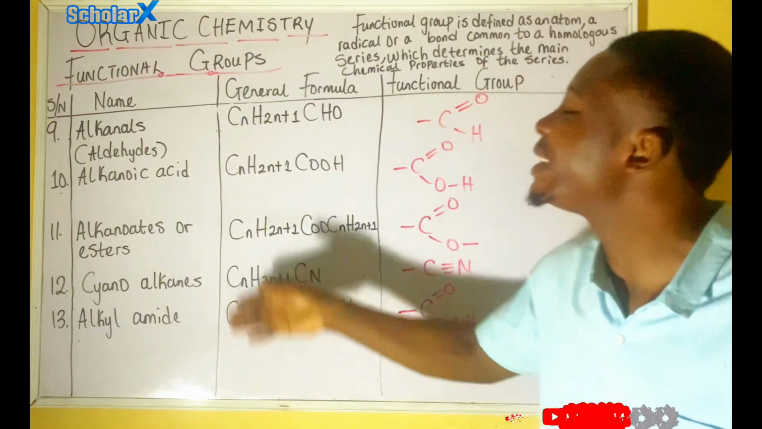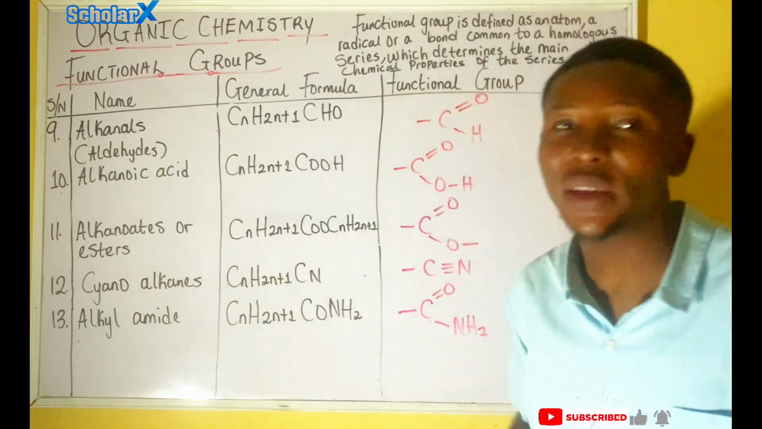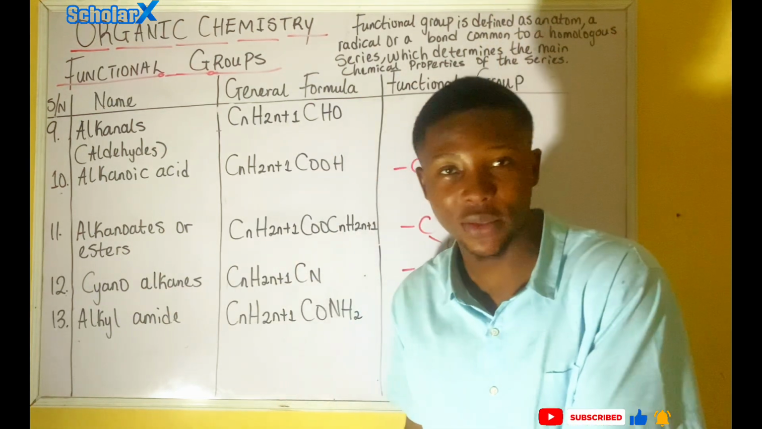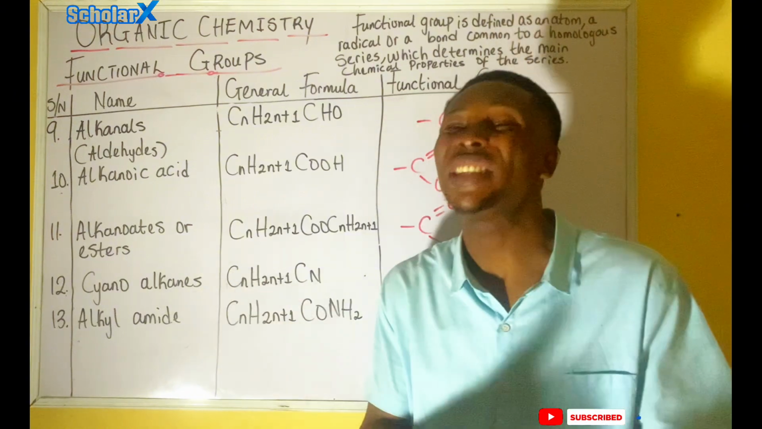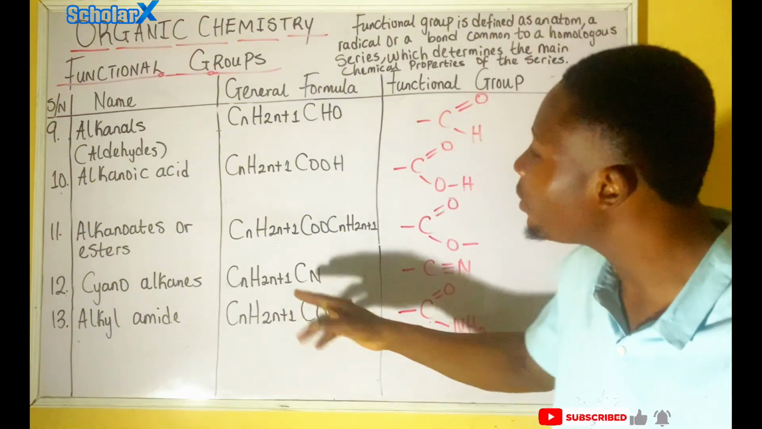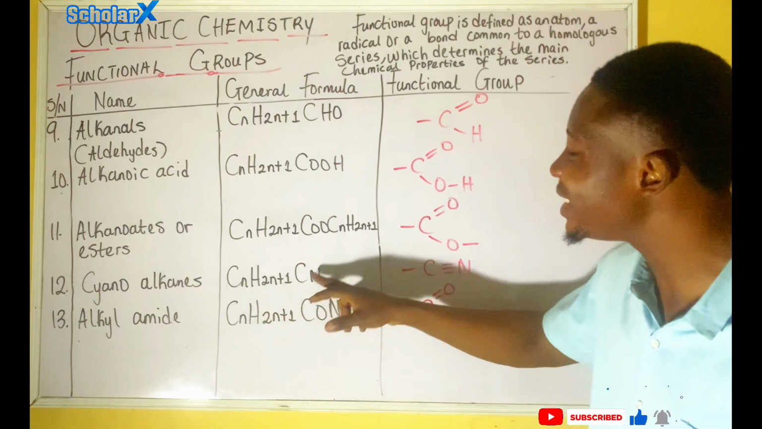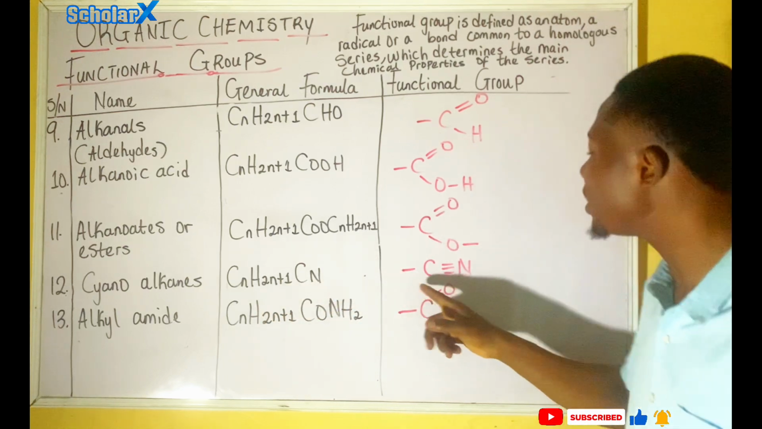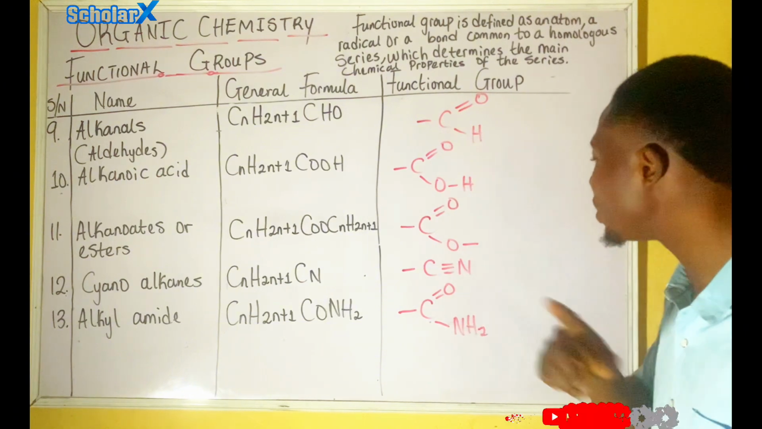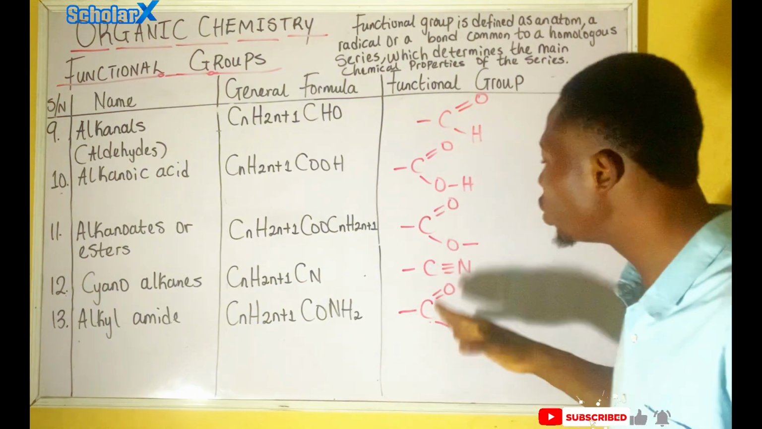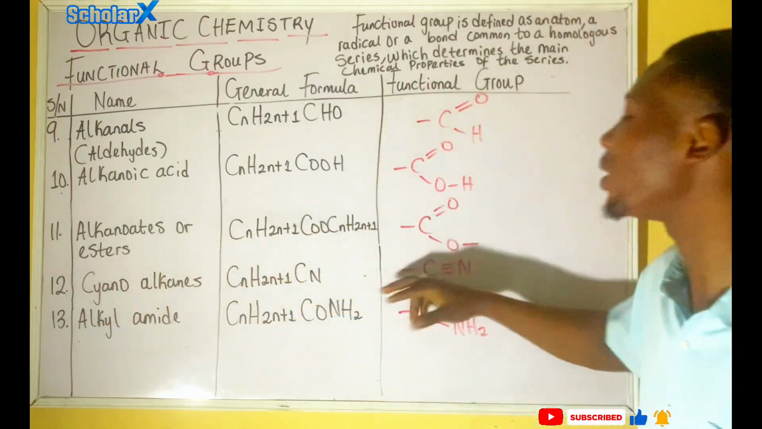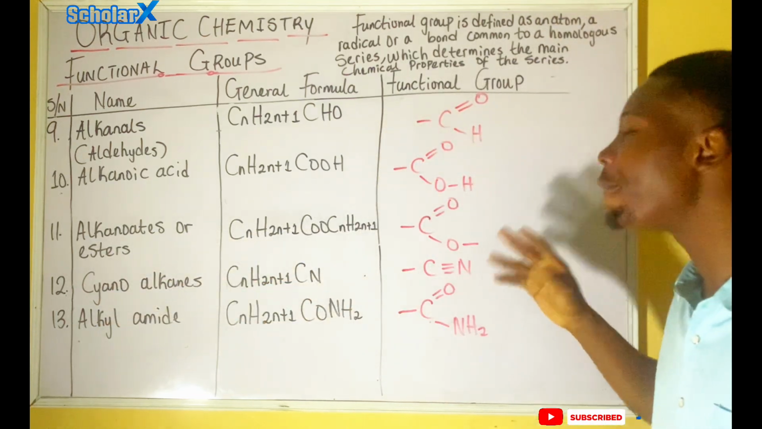Now the next one is cyanoalkanes, which can also be called cyanides. Persons call them cyanides, but they are also called cyanoalkanes. The general formula is CnH2n+1 CN, and you can see that the functional group is this carbon with a triple bond with nitrogen. So this is the family of cyanoalkanes. This is their general formula, and this is their functional group.